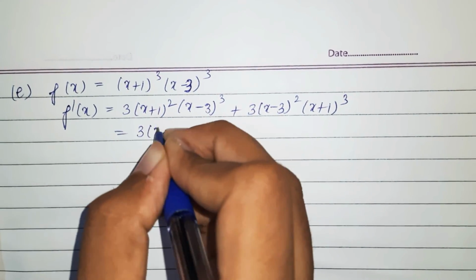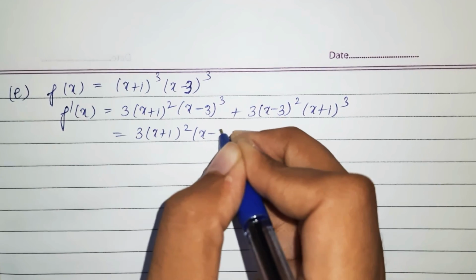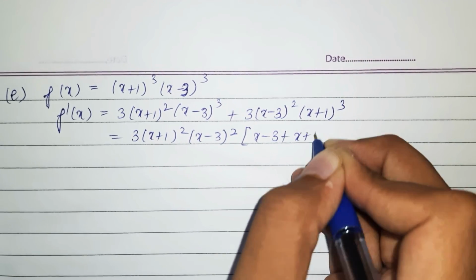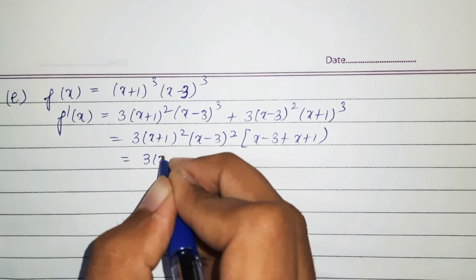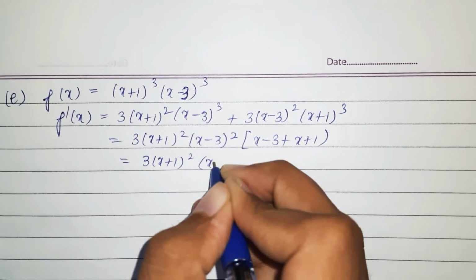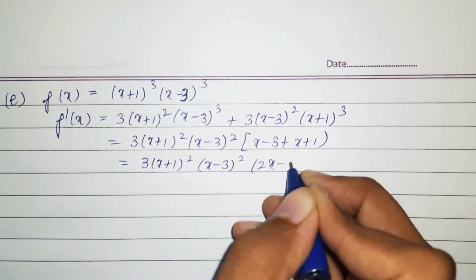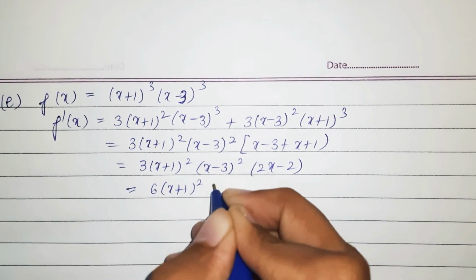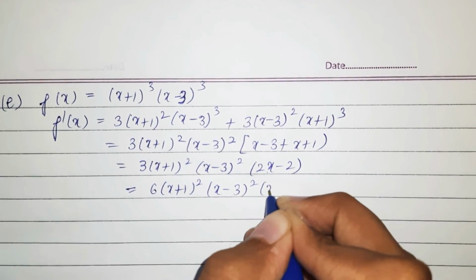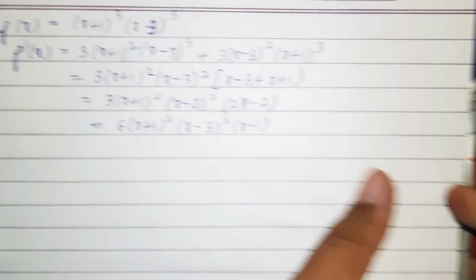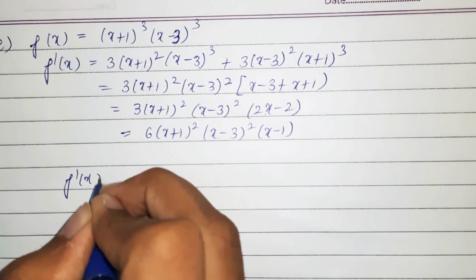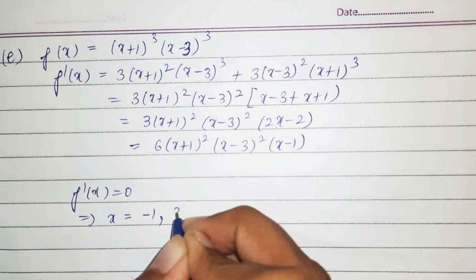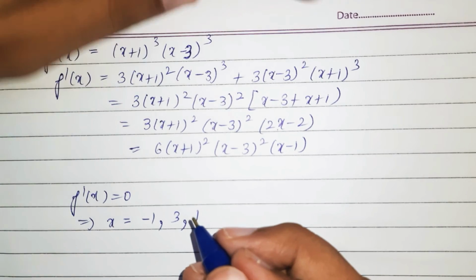Okay, after that if I take common, I am getting (x minus 3) square. So I am getting 3(x plus 1) square (x minus 3) square times (x minus 3 plus x plus 1), which is 2x minus 2. So if I take 2 common, I am getting 6(x plus 1) square (x minus 3) square (x minus 1). Now if I want to calculate f dash x equal to 0, I am getting x as minus 1, 3 and 1.